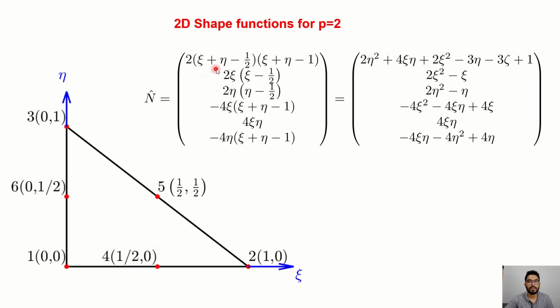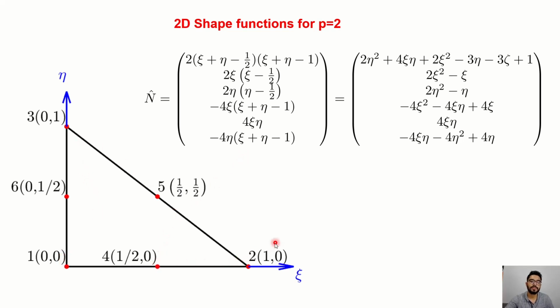So this xi plus eta minus half is the line connecting 6 and 4 and xi plus eta minus 1 is the line connecting 3, 5 and 2. Putting the values xi and eta as 0, 0 of this node 1, then what we'll get the value as 1 by 2. So to normalize it, we multiply it by 2. So this is the first shape function corresponding to node 1. This will attain a value 1 at node 1 and 0 everywhere else.